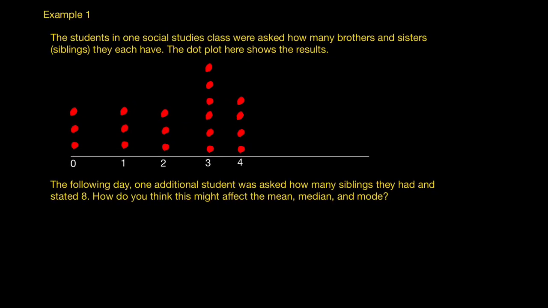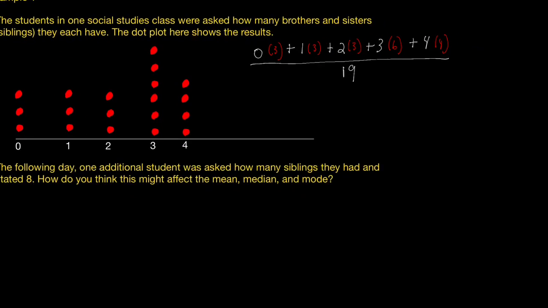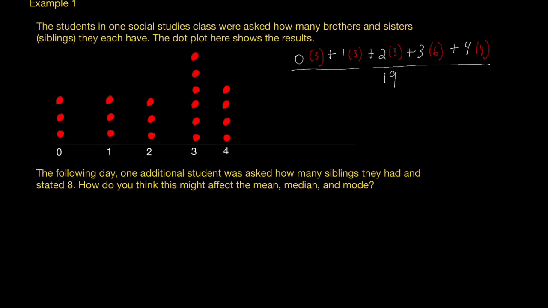So if you recall, to calculate the mean, I'm going to get my values, and each value I'm going to multiply by its frequency. After I've done that, I'm going to add them together and then divide by the number of red dots that I have. So let's do that. And here's what I got. So I got 0 multiplied by 3 plus 1 multiplied by 3 plus 2 multiplied by 3 plus 3 multiplied by 6 and then plus 4 times 4. And counting all these red dots, 1, 2, 3, 4, 5, 6, 7, 8, 9, 10, 11, 12, 13, 14, 15, 16, 17, 18, 19. That's where we have that 19.